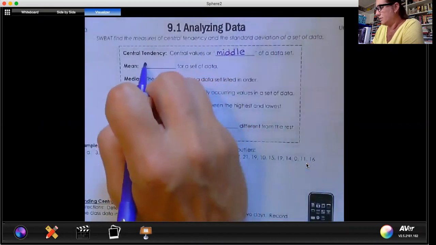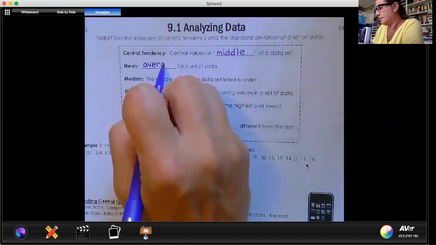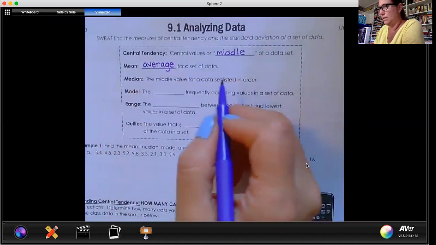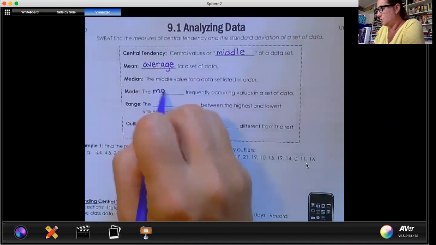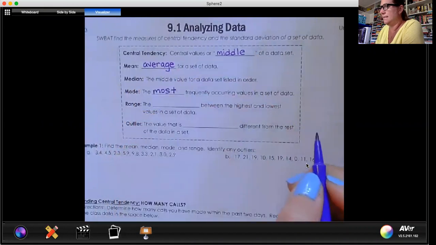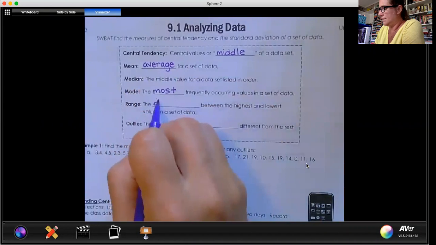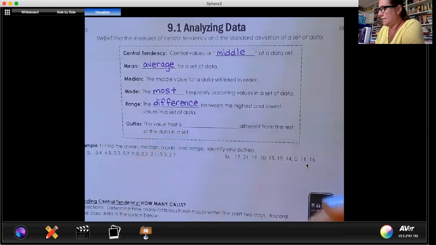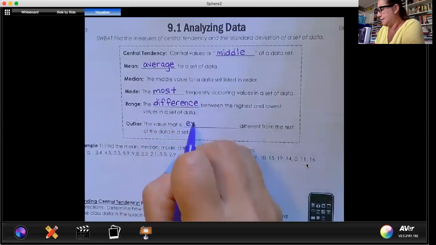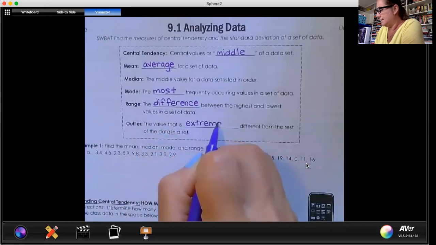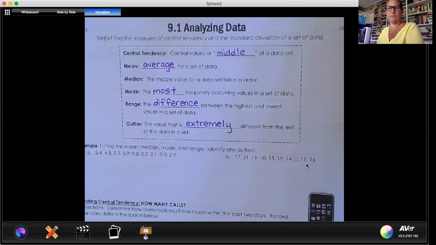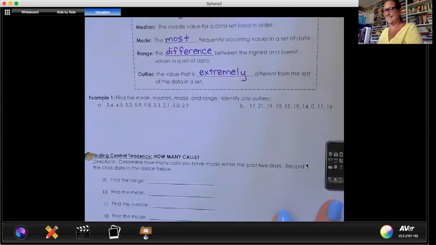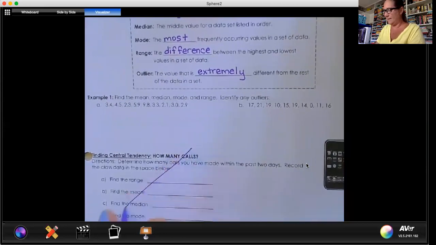Mean is the average for a set of data. Median is the middle value for a data set listed in order. Mode is the most frequently occurring values in a data set. Range is the difference between the highest and lowest values in a data set. And the outlier is the value that is extremely different from the rest of the data in a set.